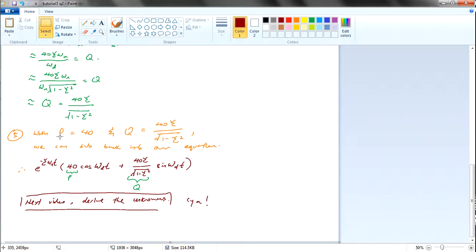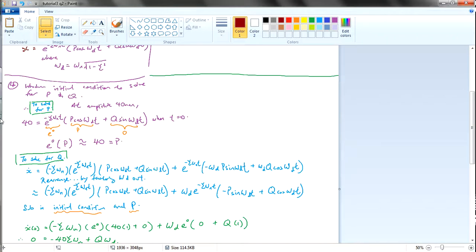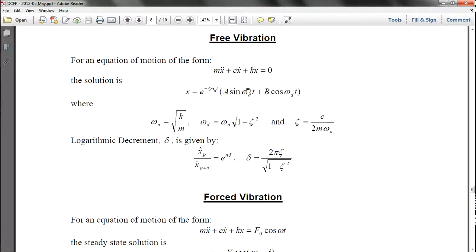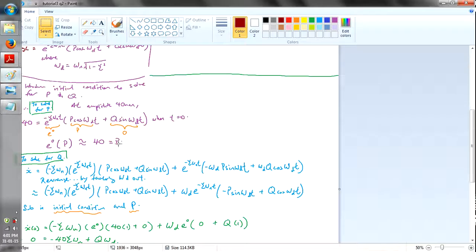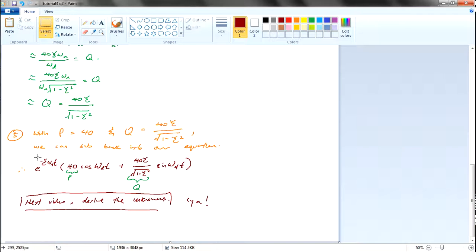Now you sub in P and Q, where P is 40 and Q is this equation, and then we just sub back into our formula sheet equation, which is this over here. You'll get this equation over here. This is the equation when you sub in your P and Q, and now this is the equation where we can then find what our Wd is and so on and so forth. So next video we will derive the unknowns. Hopefully it will take about one video, and then I'll do a summary of everything, and then I'll call it a day. See you.